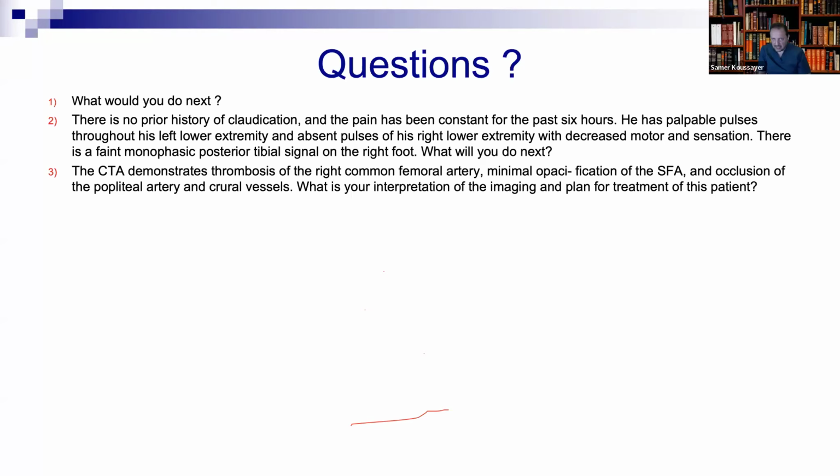So you open the profunda, clean it up, then you do an incision below the knee, expose the popliteal artery, do an arteriotomy, and do a selective embolectomy for each artery. Okay? Good answer. And then you do an angiogram.